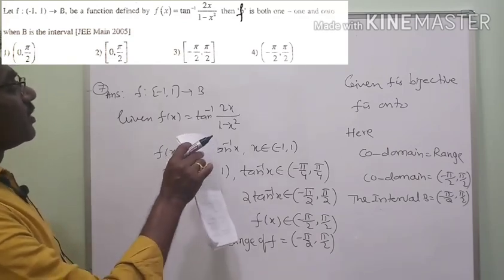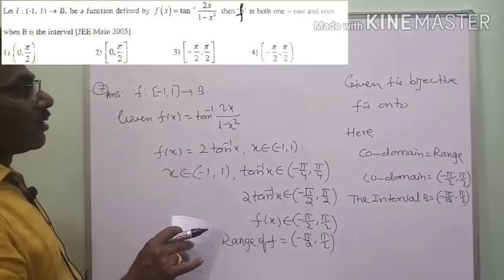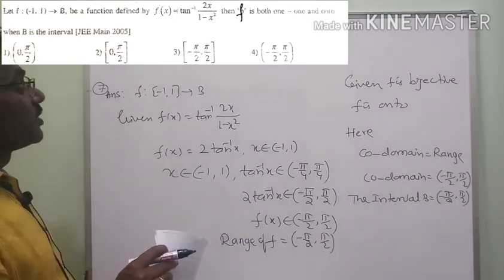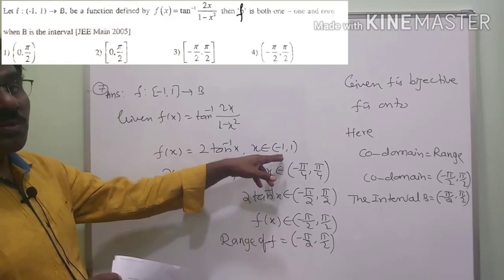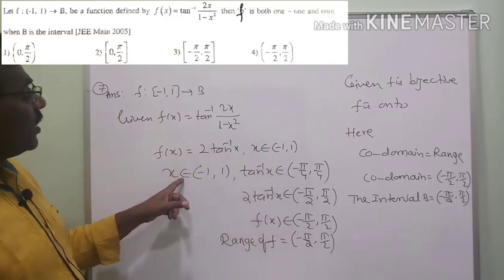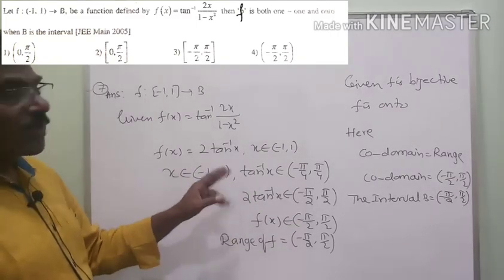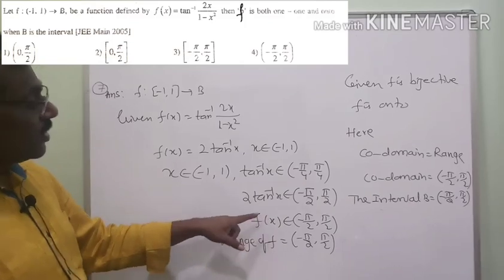Tan inverse of 2x, this is the new step. Just to remember, this chapter comes under inverse trigonometry functions. So 2 tan inverse of x lies between minus 1 to plus 1. Tan pi by 4 is 1, tan minus pi by 4 is minus 1. So 2 tan inverse of x, minus pi by 2 to plus pi by 2, is f of x.